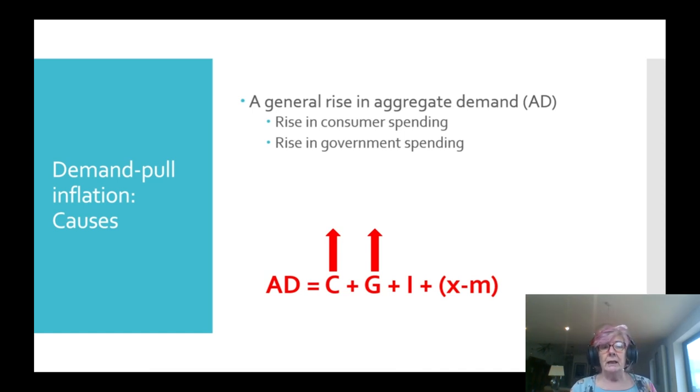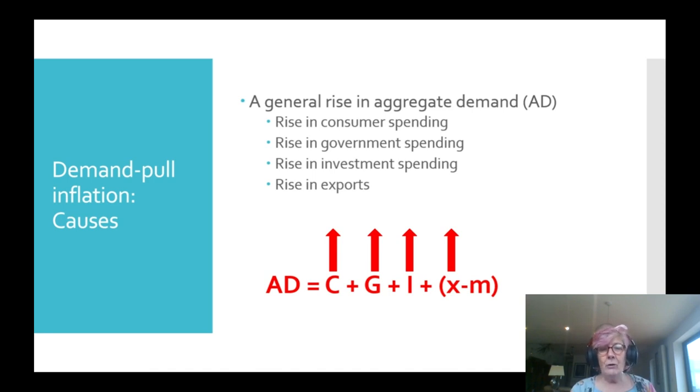On the other hand, it could be caused by a rise in government spending, the G in our aggregate demand formula. It could be that governments are spending a lot for some reason. Perhaps they're building new hospitals, new roads, new schools, and that means that there's more and more people, including government, chasing the same goods, and so prices will go up. Equally, that increase in demand could be caused by business investment spending, or it could be caused by a rise in exports, or possibly a fall in imports. So if we're buying fewer imports, we're probably going to be buying more homegrown or domestic goods.